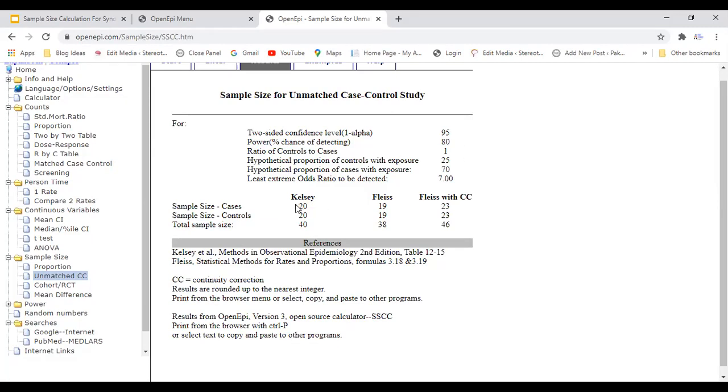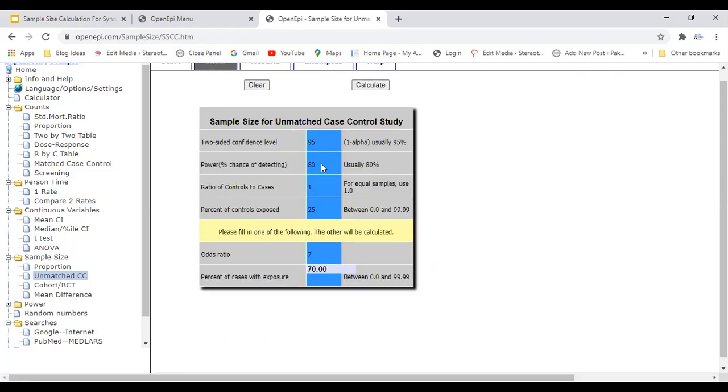There are 3 studies, and you can always mention one of them. Kelsey shows that the sample size of cases should be 20, controls should be 20, and total sample size should be 40. Fleiss shows that it should be 19, 19, and 38, and Fleiss with CC shows that this should be 46. These are 3 basically different sample sizes. So these are the values that we have inputted.